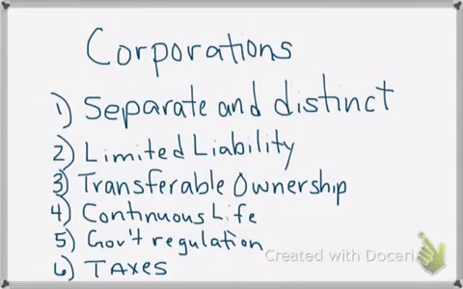Other items that we have are that corporations lots of times have a good bit of government regulation, more so than you have with a sole proprietorship. And then we also have additional taxes. Since they are a separate legal entity, the corporation would be taxed, and then the individual would be taxed on any of those dividends, and so the same money is actually being taxed twice.